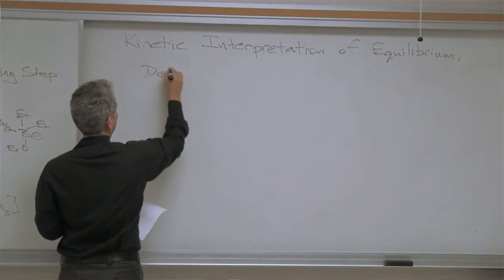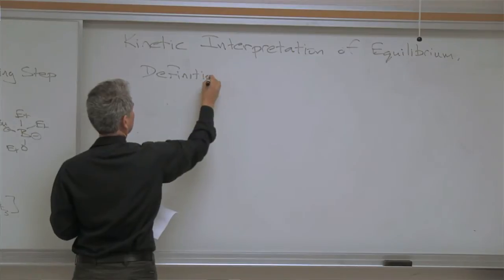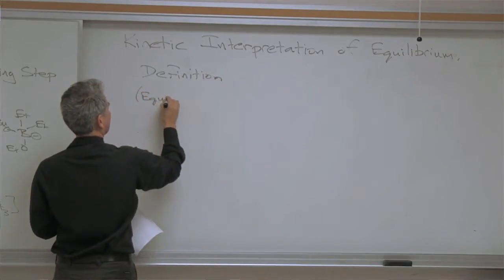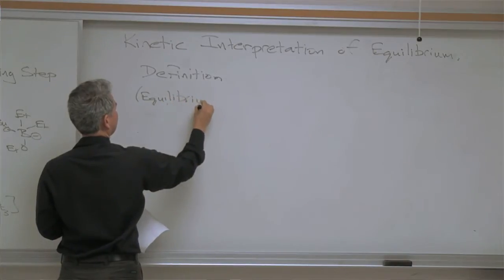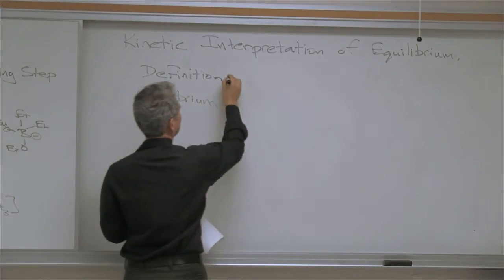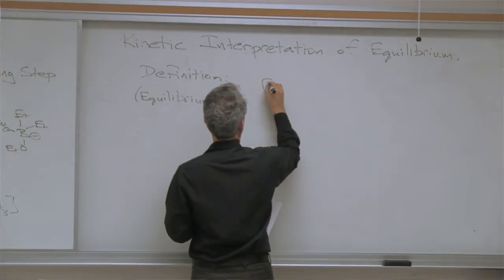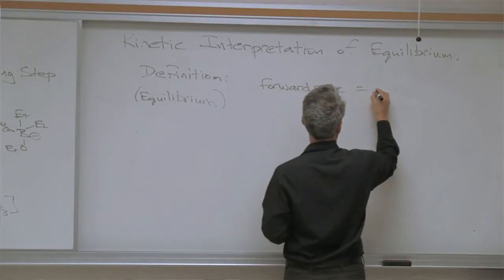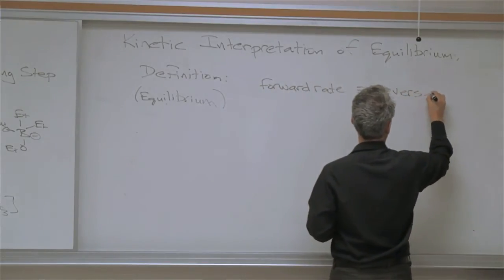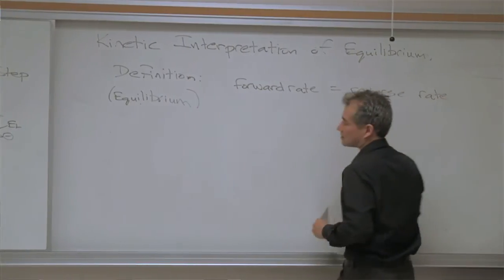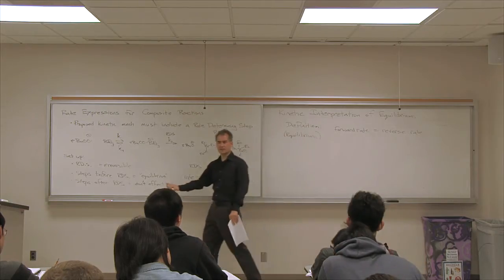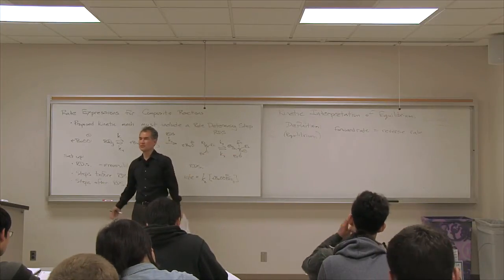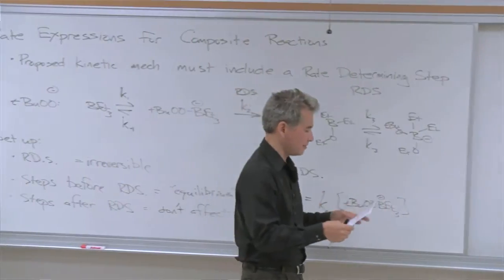I'm going to start by defining equilibrium. So what's the definition of equilibrium? It's got a simple definition, and that is that the forward rate of reaction is equal to the reverse rate. Starting materials go to products, products go back to starting materials, and those rates have to be equal or you're not in equilibrium.